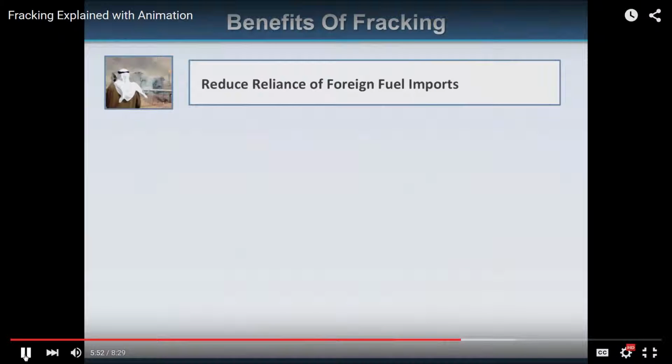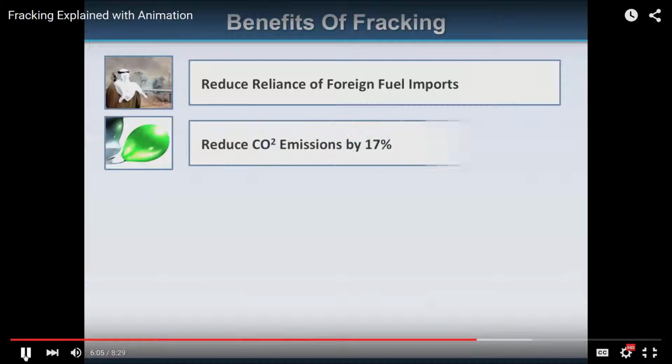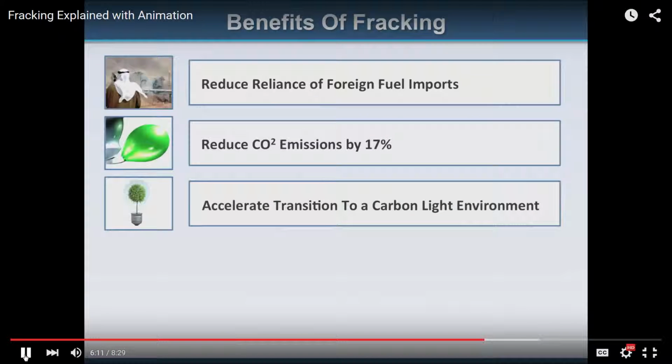Fracking provides a valuable energy source for the United States. Natural gas is a clean fossil fuel. Using natural gas as an energy source in lieu of other energy sources, such as coal for example, will reduce carbon dioxide emissions by 17% and thus lead the United States towards a carbon-light environment.